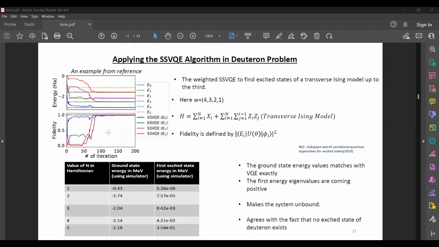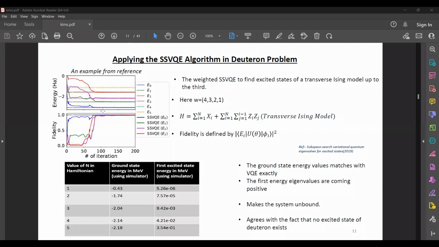So here in this plot you see, after a certain number of iterations, the solid curves are converging to the dotted line, which corresponds to fidelity 1. So all our input orthonormal states are mapping to our expected energy eigenstates. Now this was an example which was there in this paper.